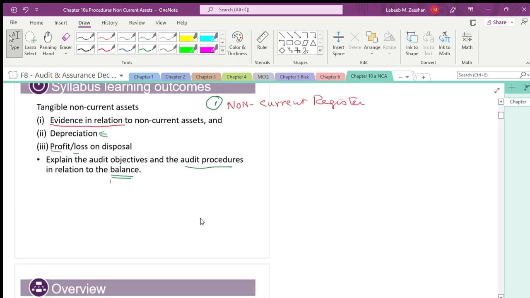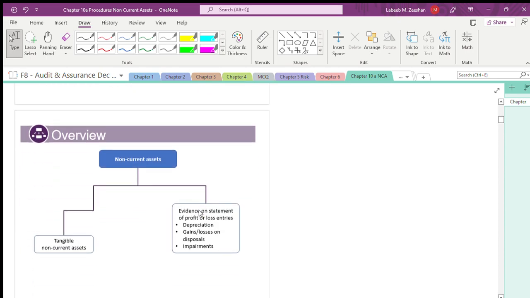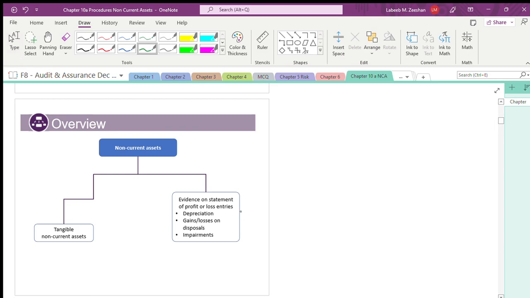Now, exclusively, only focus. Until we complete this, focus only on non-current assets: property, plant and equipment, as simple as that. Tangible non-current assets. We need evidence on the statement of profit and loss: whether we have calculated depreciation as per the requirement, whether we have shown gains or losses as required if there are any disposals, and whether there is any impairment. There are two things: one is impairment, and the other is amortization.